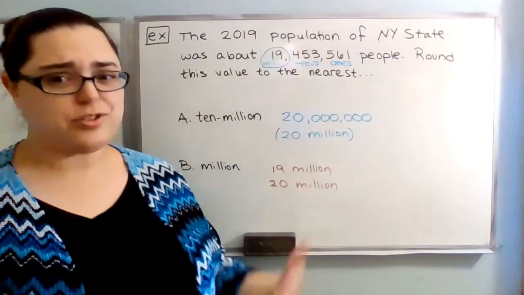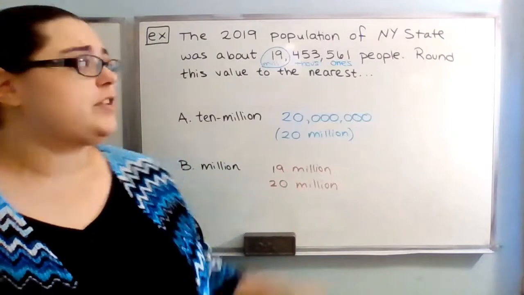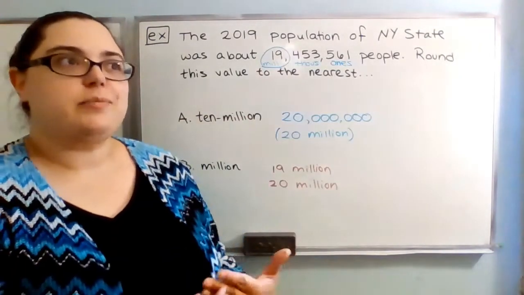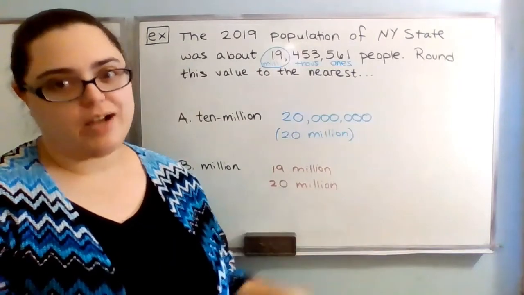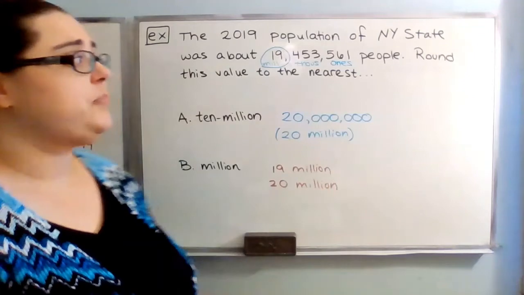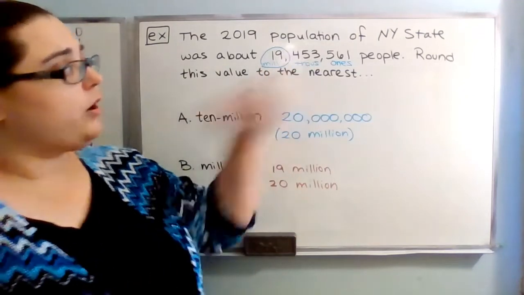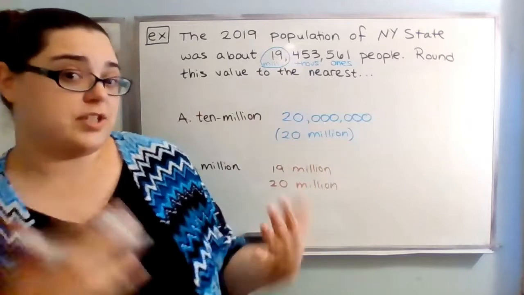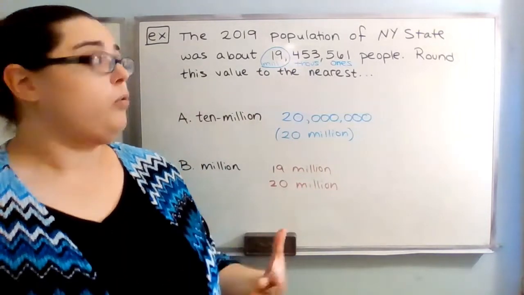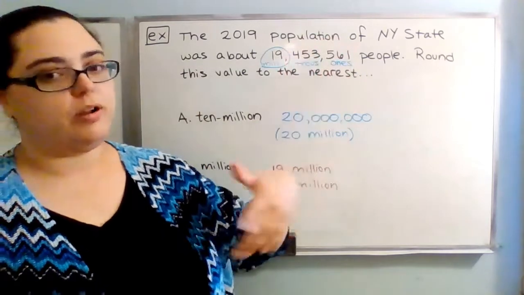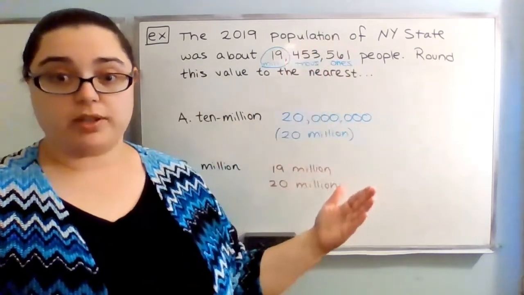If that extra is only a few people, right? If this was 19 million and 2 people, you could see, okay, 19 million and 2 people is a lot closer to 19 million than it is to 20 million. But 19,453,561 people, is that closer to 19 million still? Or is this extra 453,561 people enough to bump it up to the 20 million?